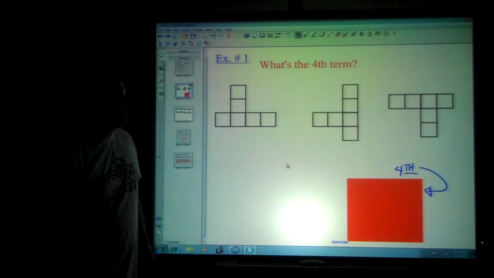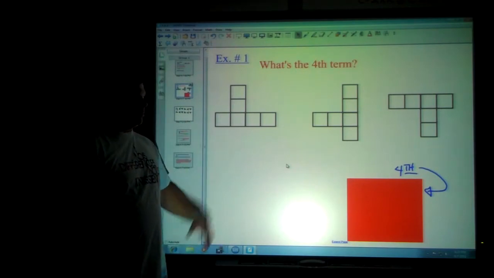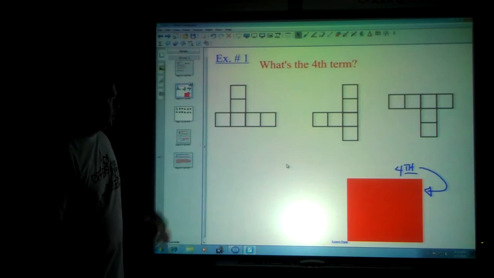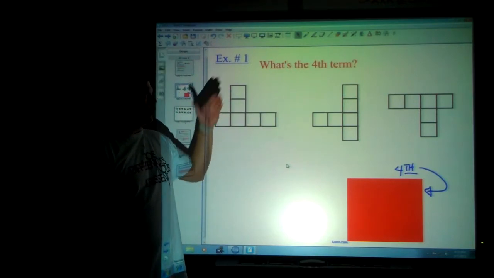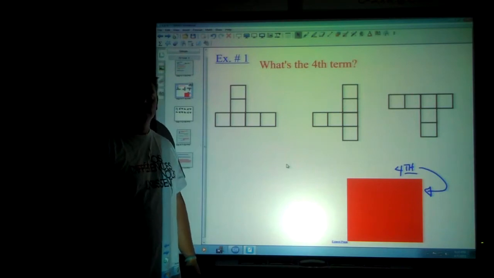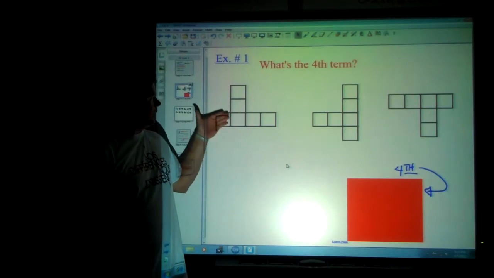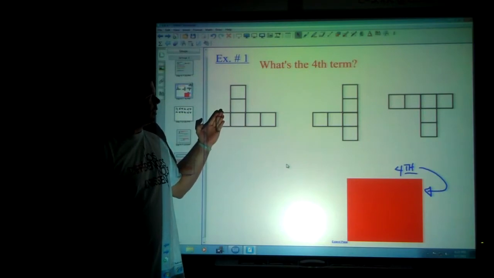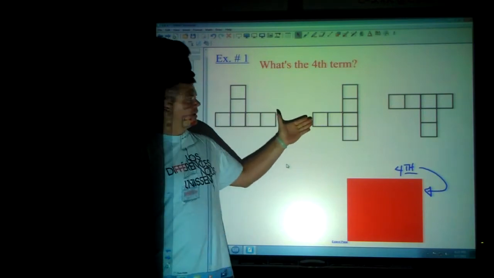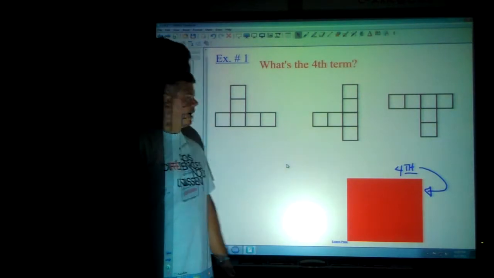Geometry lesson 1-1. First example, looking at patterns. Given these three shapes to look at, can we decide what the fourth term would look like? So we have a shape that looks as if it's maybe oriented pointing up. The next one's pointing to the left, and then the third one is pointing down.